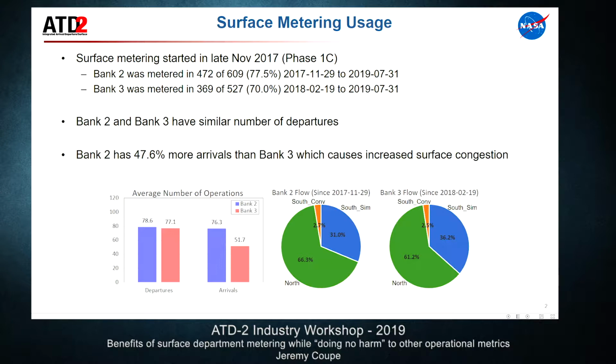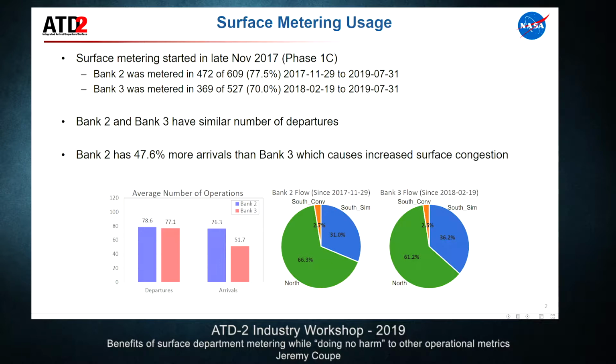One of the reasons is that if you look down here, this shows those average demand levels across the two banks. What we see at Charlotte is that Bank 2 has a similar number of departures. However, Bank 2 has about 47% more arrivals than Bank 3. And so that additional arrival demand, especially when you think about that dual use runway that accommodates both arrivals and departures, really drives up the delay and ultimately ends up manifesting in the fact that Bank 2 gets metered more often than Bank 3.